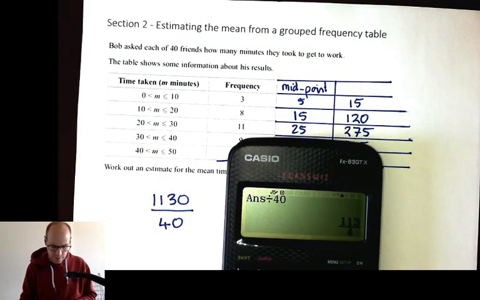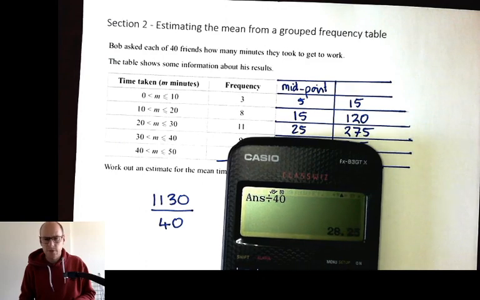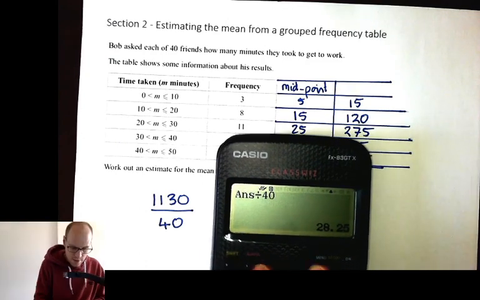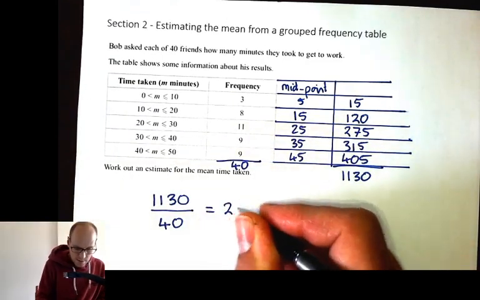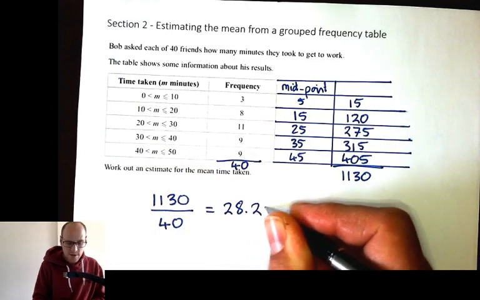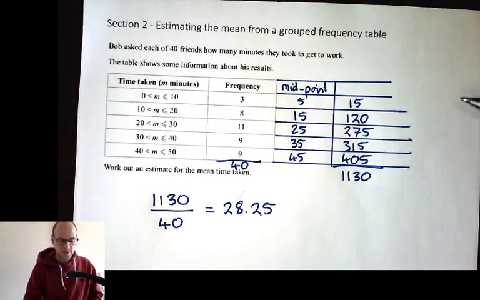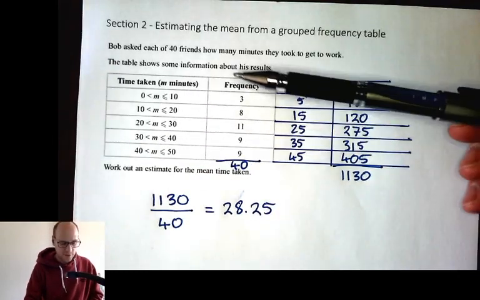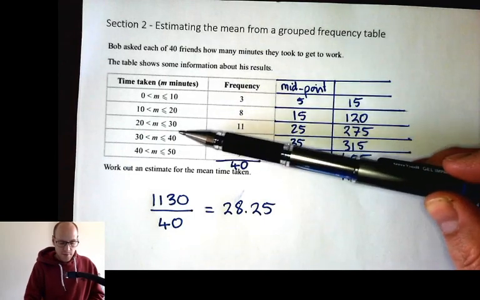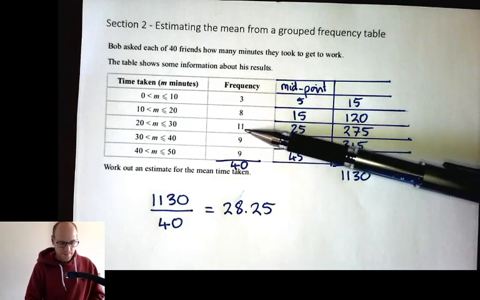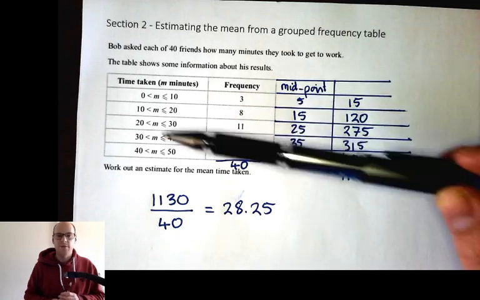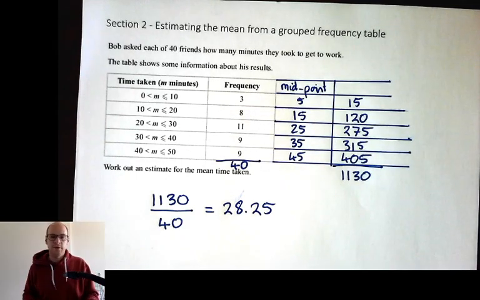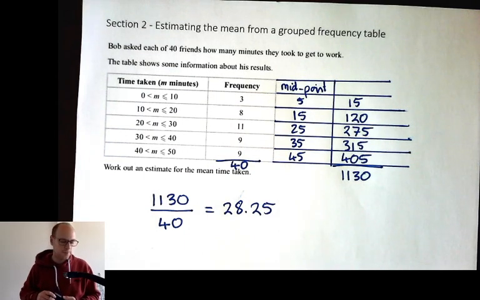So I've got 28.25, which is the mean. We're just going to make sure that that roughly makes sense by looking at the table. So yeah, we've got most of the data in this group here, so 28ish seems reasonable to me. So that is how to find the estimate of the mean from a grouped frequency table rather than from just a normal frequency table.